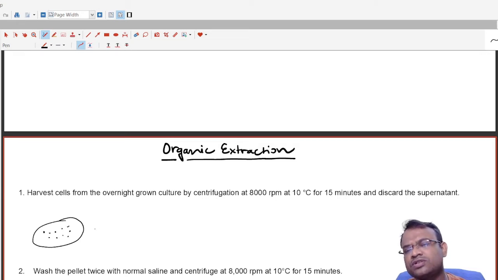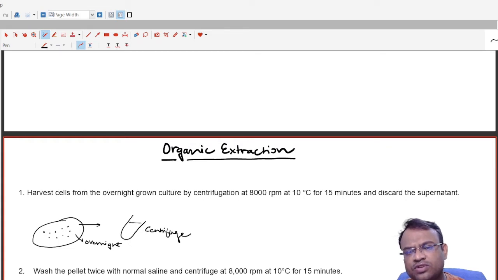What you need to do is take out all of these bacteria, and these bacteria, mind you, have been grown overnight, and you harvest them. That means you take out all the colonies from this and put them inside a tube, and do a centrifugation.